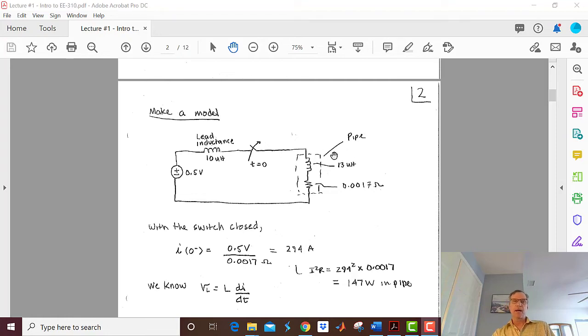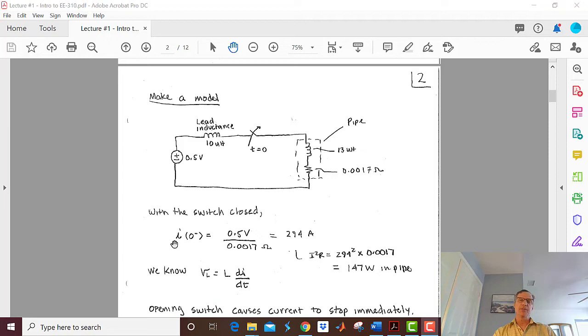And now let's look at the pipe. Here's the pipe in the house. I put a little dashed line around it so I can call it the pipe. And the pipe has about 13 microhenries of inductance, and it has about 1.7 milliohms. That's not a lot of resistance, but it's a little bit of resistance. So let's use our model now and let it tell us things.